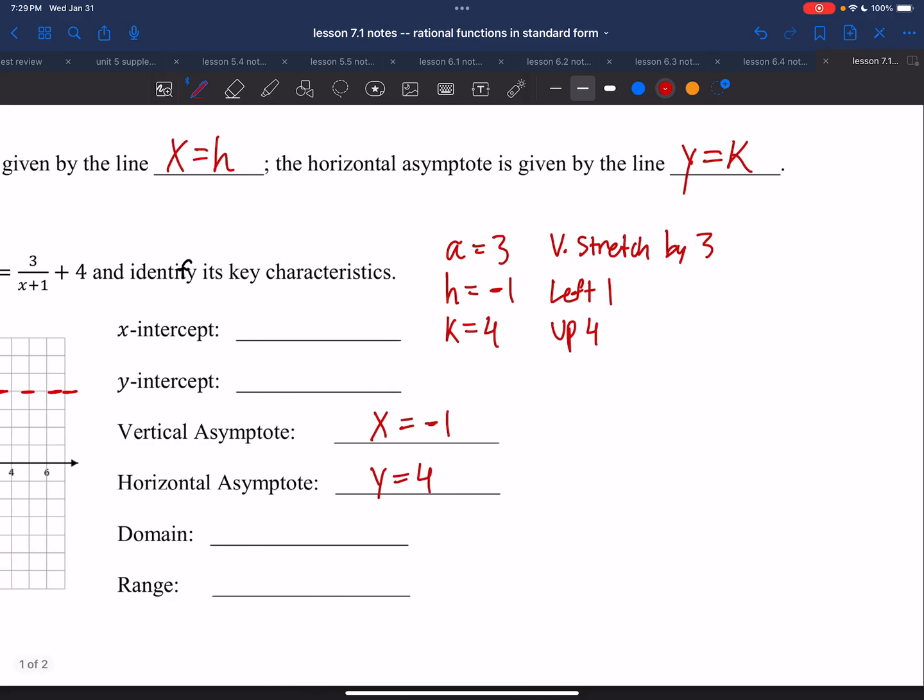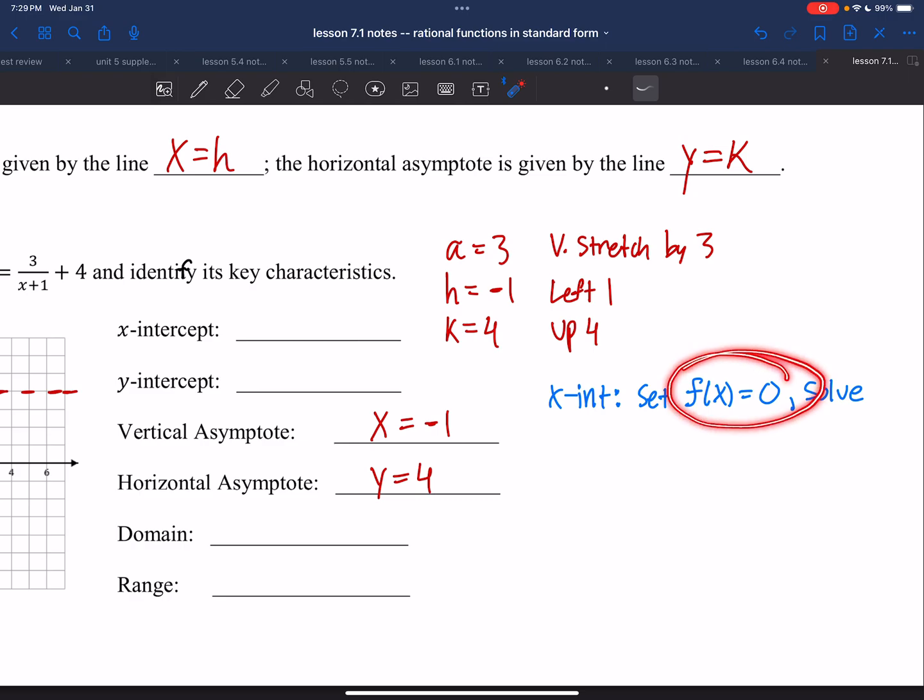Well, we know how to find an x-intercept, right? To find an x-intercept, maybe I'll do this in blue to kind of make sure this isn't overbearing. X-intercept. To do so, you set f of x equal to 0 and solve. This is always how we find x-intercepts. If you remember, go back to last semester, f of x equals 0, the things that make that true are called roots or solutions or zeros, and that's x-intercept, right? So I'll set the function 3 over x plus 1 plus 4. I'll set that equal to 0.